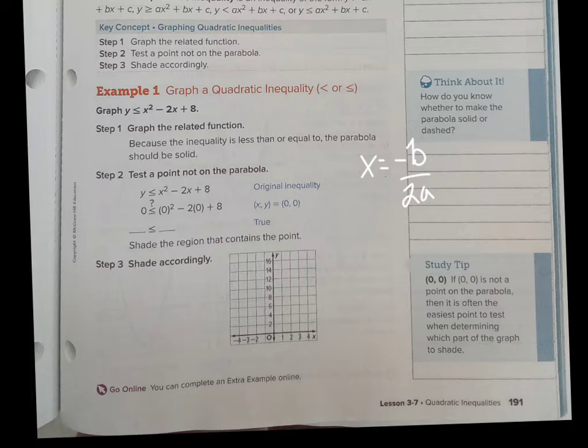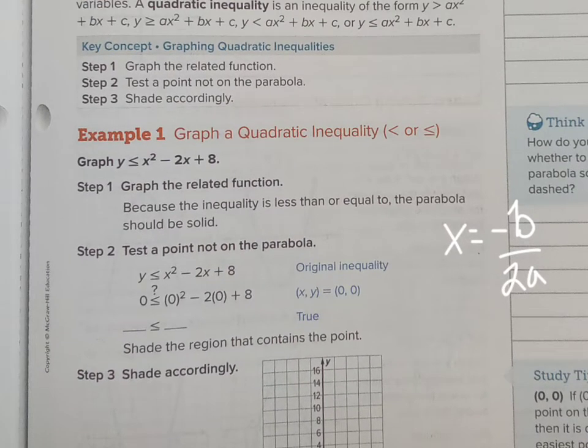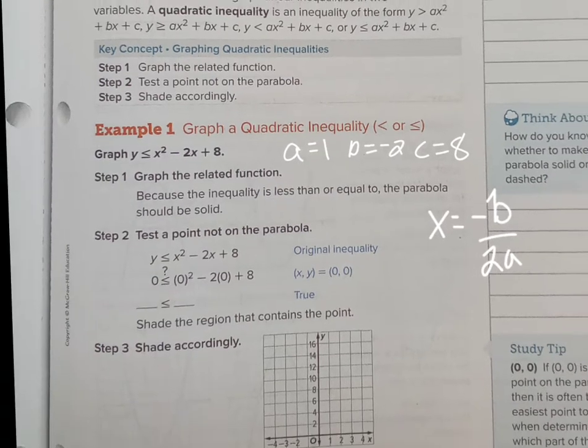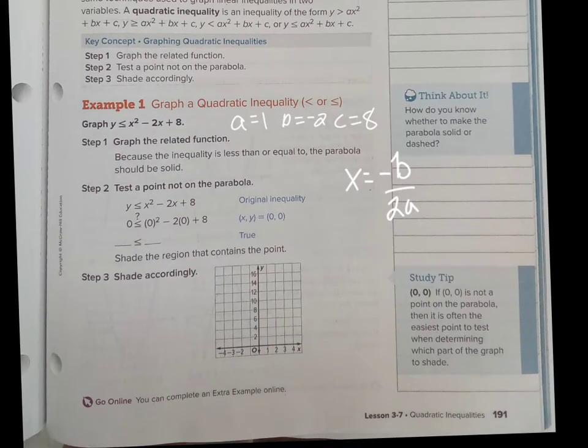If you remember right, we have a is 1, b is negative 2, and c is 8. Then negative b is the opposite of b, so in this case, it's going to be 2 over 2 times 1, which is 2 over 2, which is 1. So we know that the axis of symmetry is at x equals 1. I'm going to put that in right now.